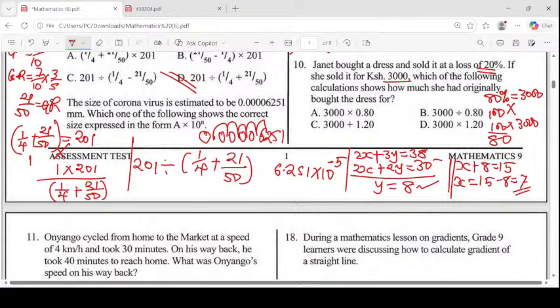She bought a dress and sold it at a loss of 20%. Meaning, if she sold the dress at 3,000 shillings, which calculation shows how much she had originally bought the dress for? They want Janet's buying price for the dress.